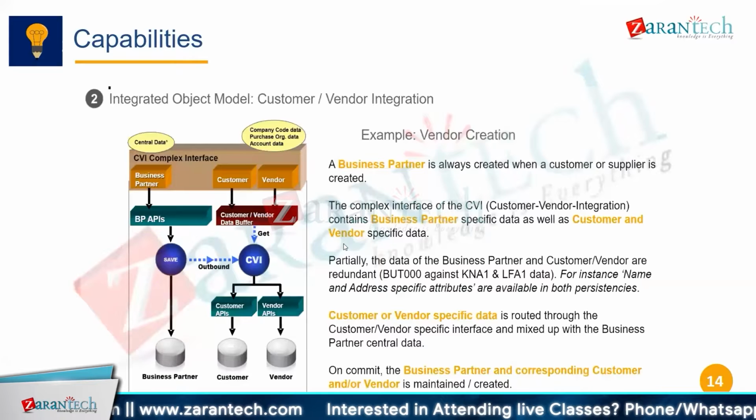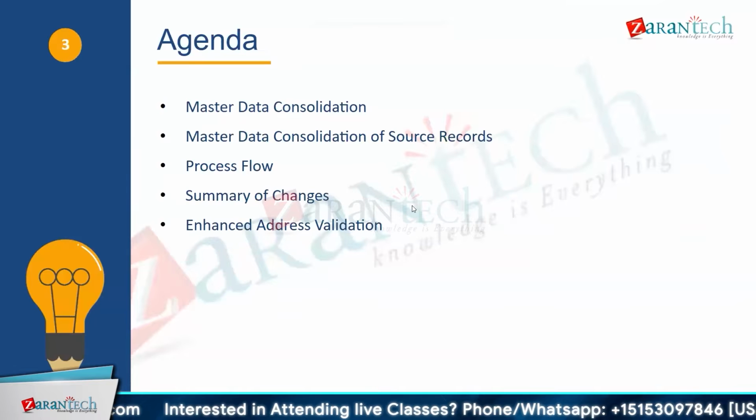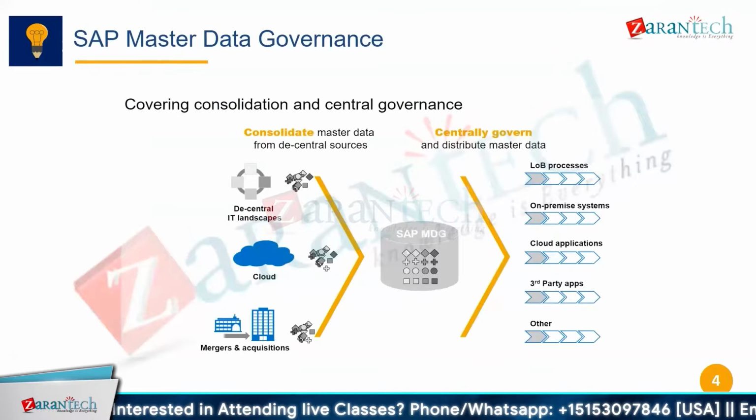And also we discussed the consolidation part. The consolidation, right? So how will consolidation work? The different line of business processes. For each line of business process, initially we will load the data.